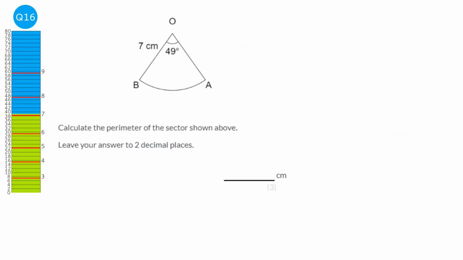To find the perimeter of this sector, we've got to first of all find out the length of the arc, which will be this part here. And the formula for arc length is, first of all, we find out the fraction of the circle we have. So we put the angle over 360, and that will tell us the fraction of the circle that the sector is. And then all we do is we times that by the circumference, which is pi d.